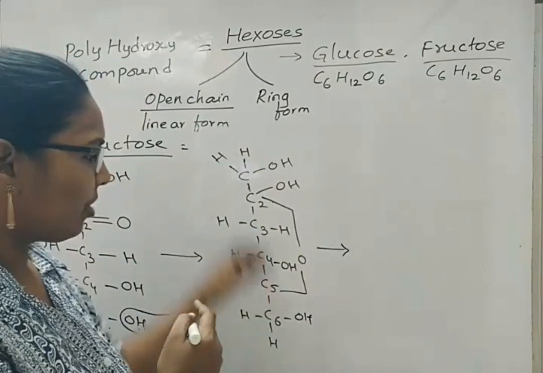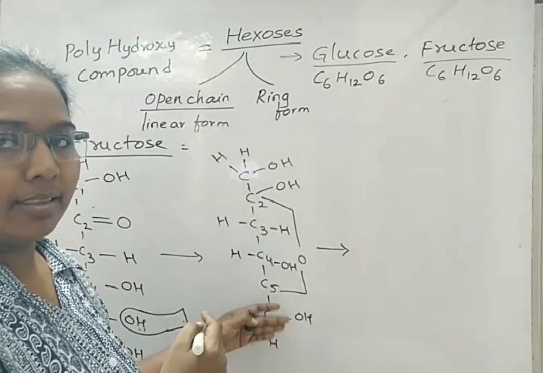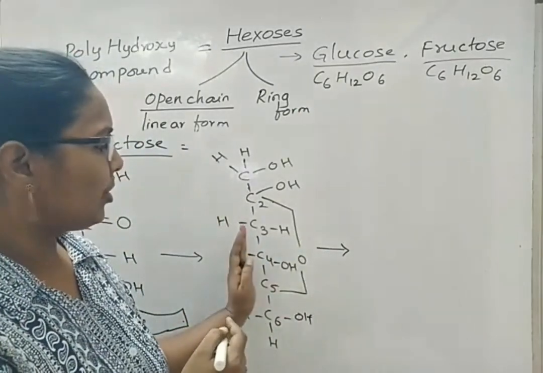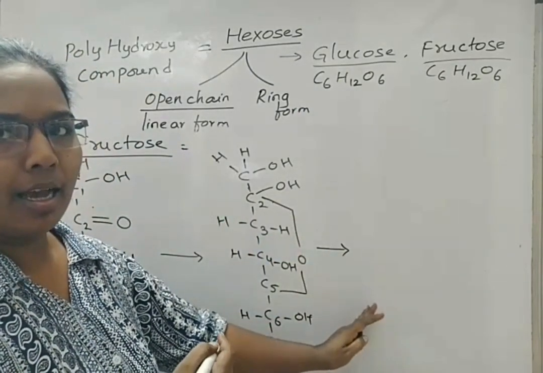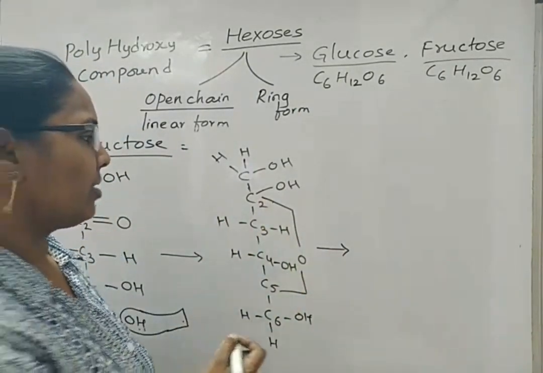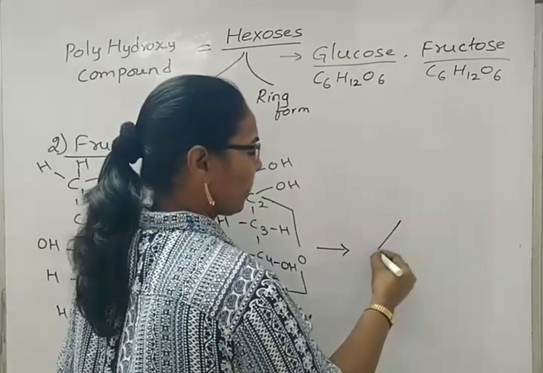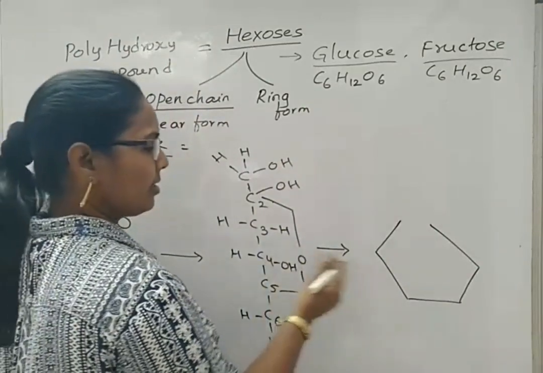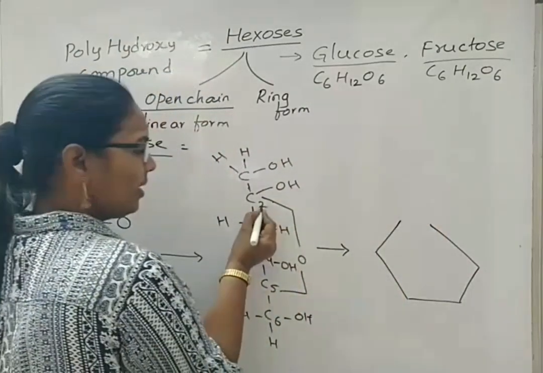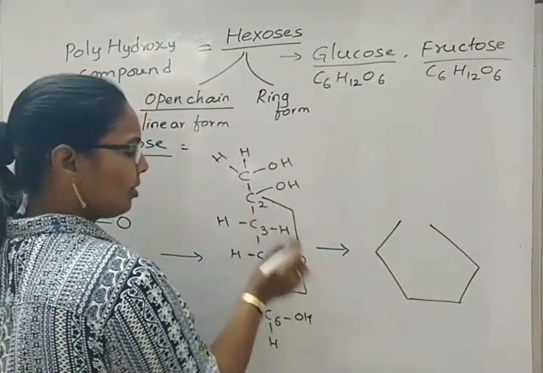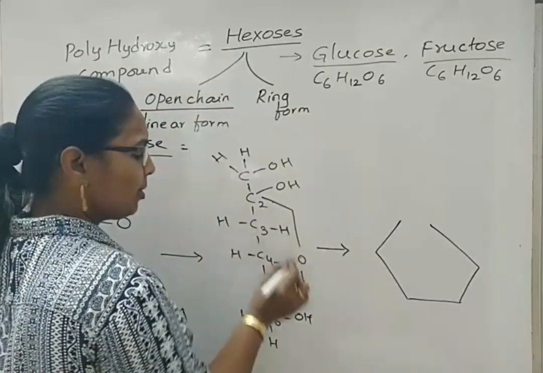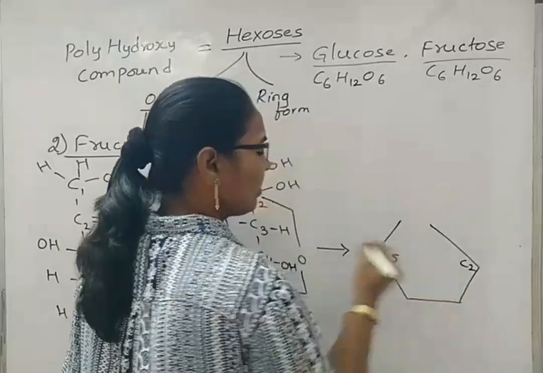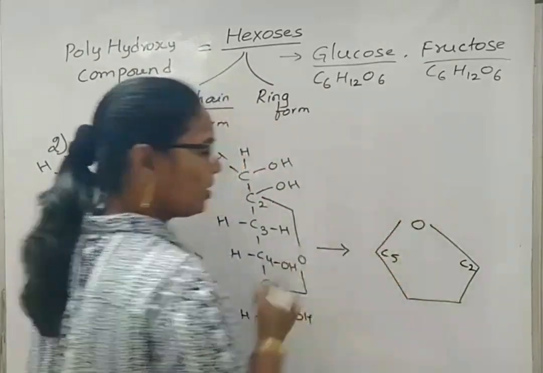Actually, it is not in this form. We should not write like this. We should directly express it in the form of a ring. But just to tell you how the ring is obtained, I have drawn this structure. If you consider this structure like this, there is an oxygen bond between carbon 2 and carbon 5. So I am representing carbon 2, carbon 5 here and one oxygen here.